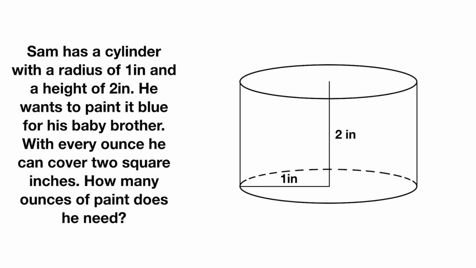Hello everybody, today we're gonna solve a word problem that I have written out for us. So the word problem goes like this. Sam has a cylinder with a radius of 1 inch and a height of 2 inches, and he wants to paint it blue for his baby brother. With every ounce, he can cover 2 square inches. How many ounces of paint does he need?